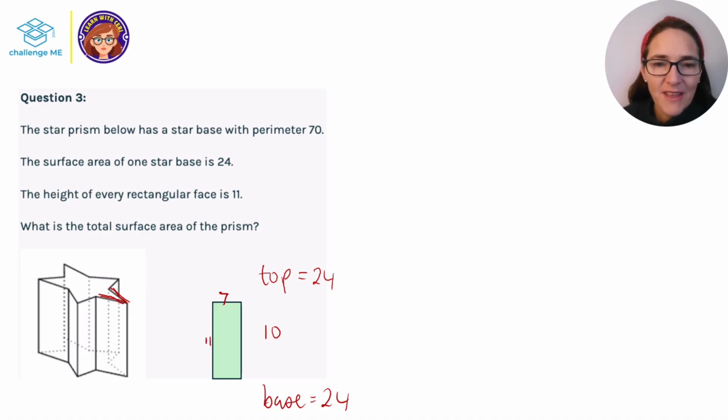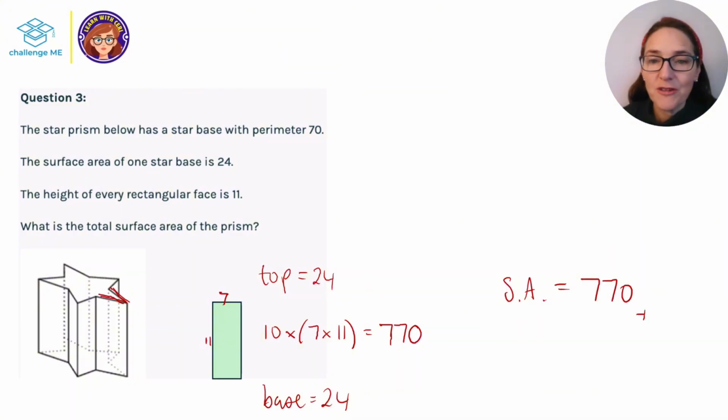So we're going to have 10 of these, and each one has an area of 7 times 11. So 7 11s are 77. Multiply that by 10, we get 770. And our total surface area, I'm just going to write SA for my surface area, is 770 plus 2 24s, which is 48. So we end up with a total surface area of 818. If it was centimetres, we'd say centimetres squared, but we don't need that for this occasion. We just need the total number, 818.